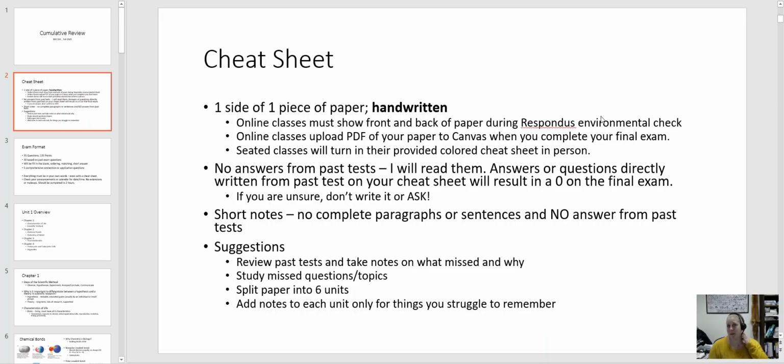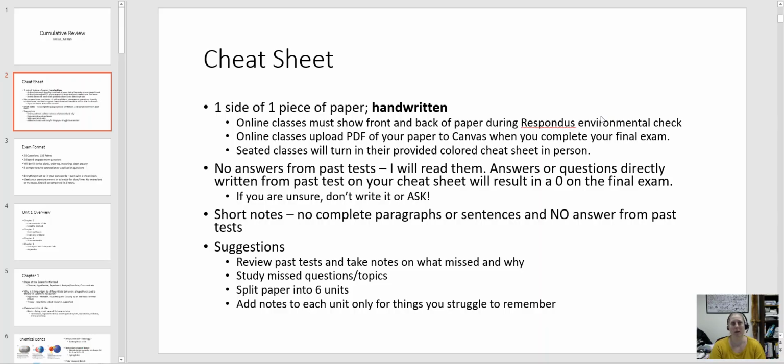I will be reading everyone's cheat sheets. If you have any sort of answers that are directly or almost directly from the past exams, you will get a 0 on the final. So if you are unsure if something should be on or can be on your cheat sheet, either leave it off, edit it into such a way that it is a useful tool and a reference material for you, or ask. Send your instructor an email and ask them.